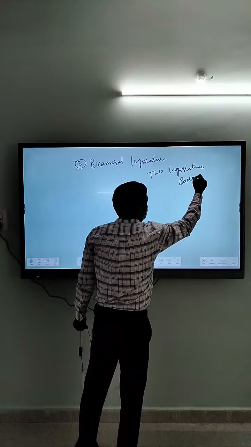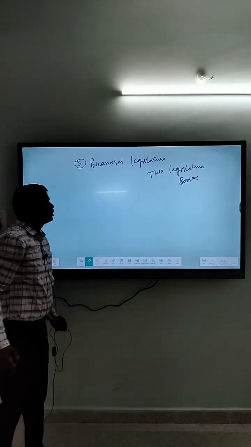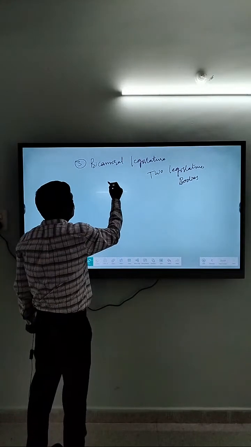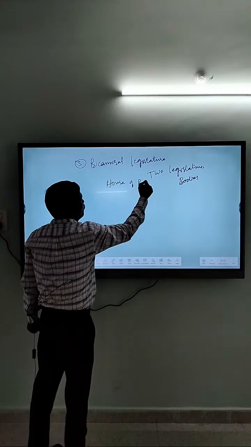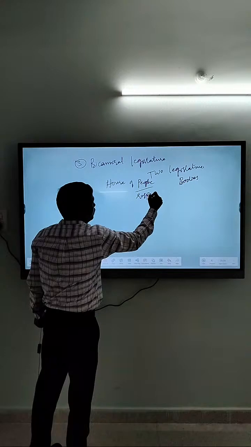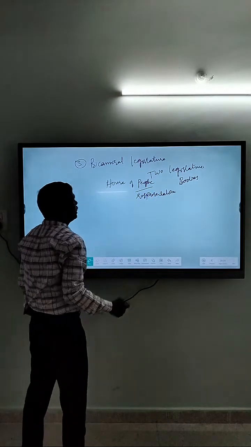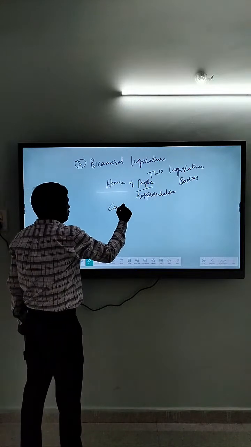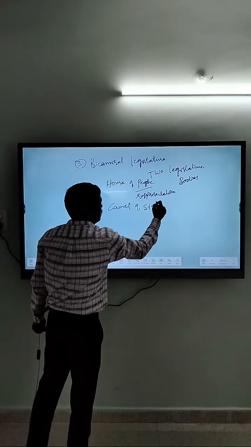Existence of two legislative bodies. Right? So one is called the House of Representatives, House of People, and it is also referred to as the House of Representatives, and the other one is the Council of States.